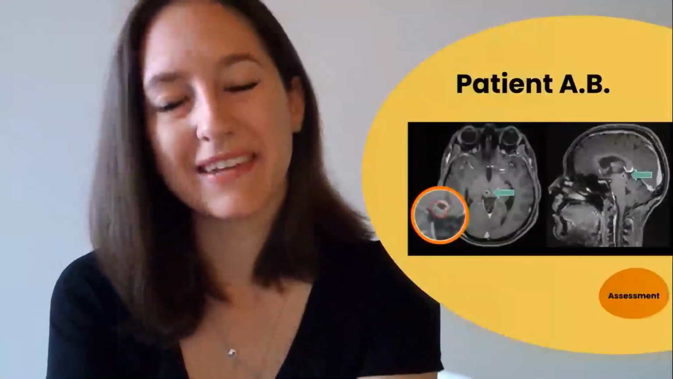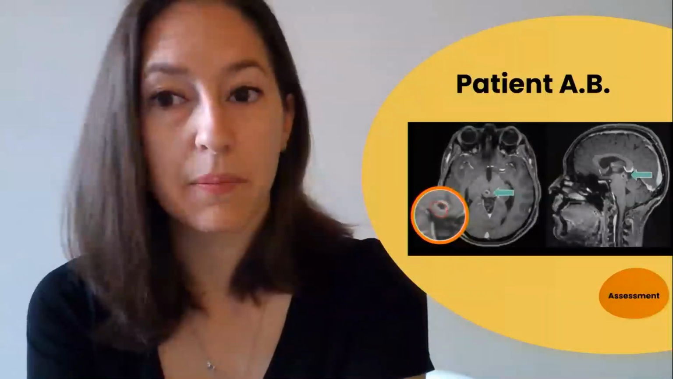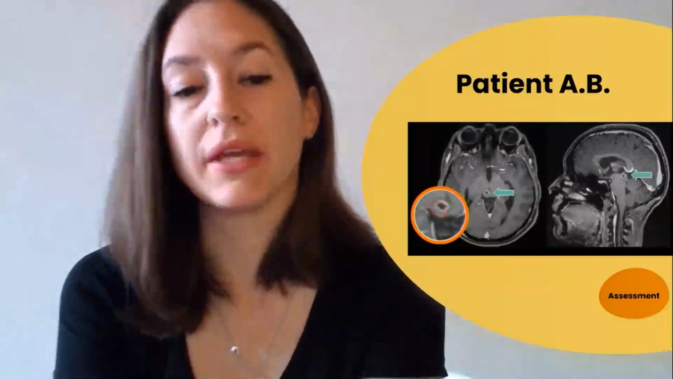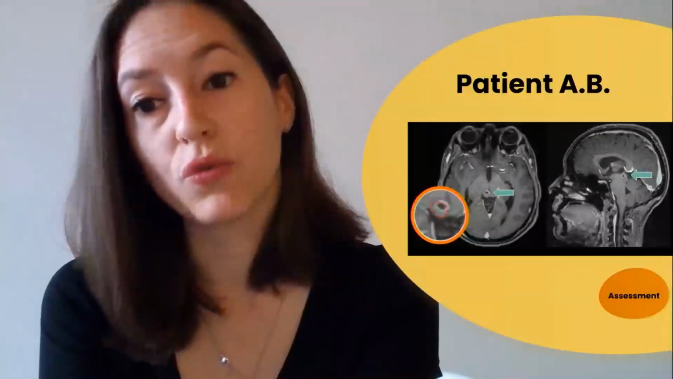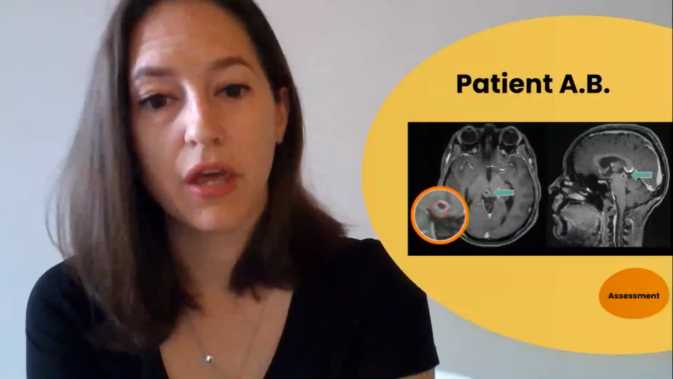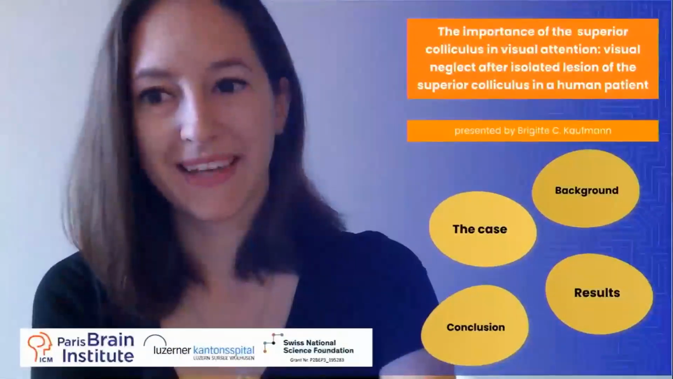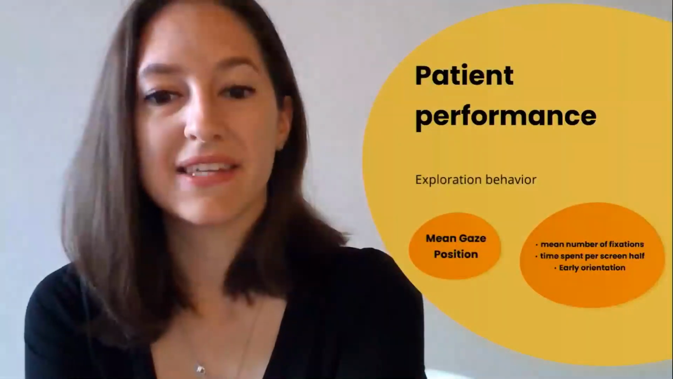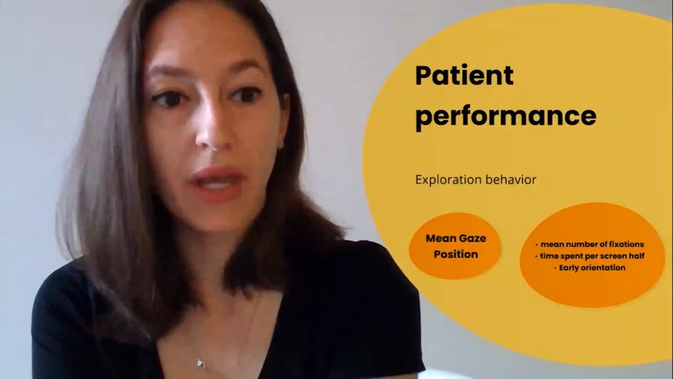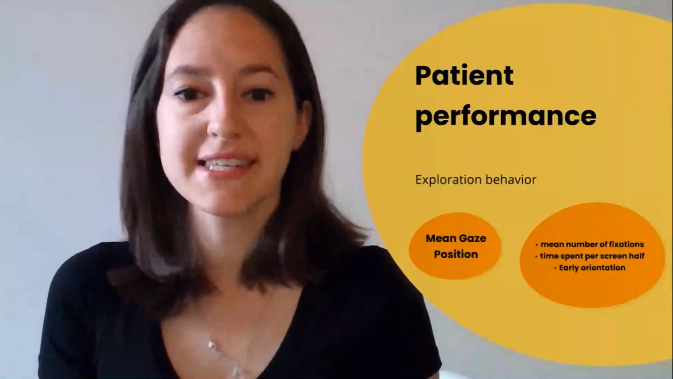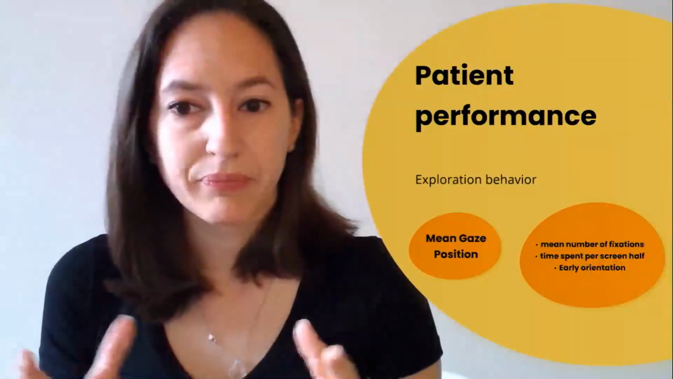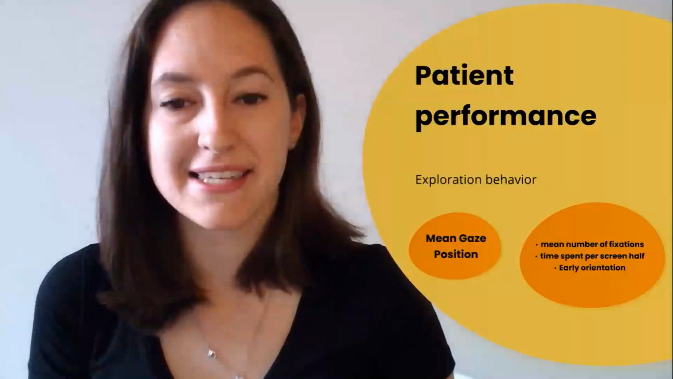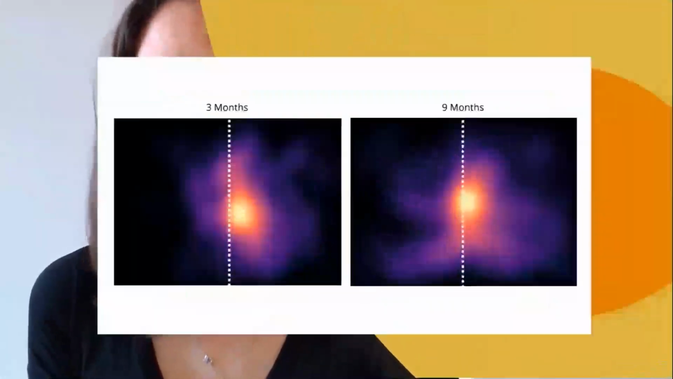In the analysis, we can then determine some interesting parameters. In this particular case, in patient AB, we measured the patient's eye movement and compared it to 15 age-matched healthy controls. So let's have a look at the results. First of all, during this free visual exploration paradigm, we can use several parameters to investigate neglect. First of all, the mean gaze position, which is the mean along the horizontal axis of the fixation position.